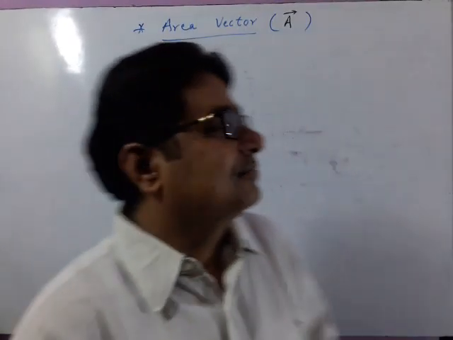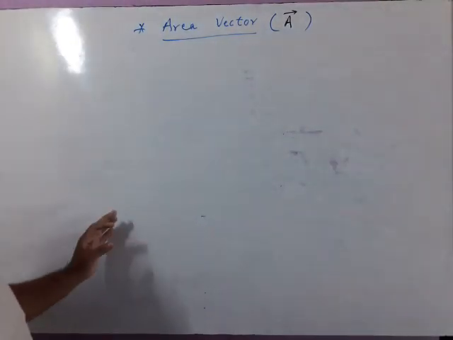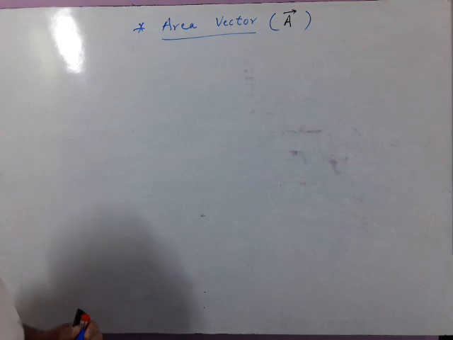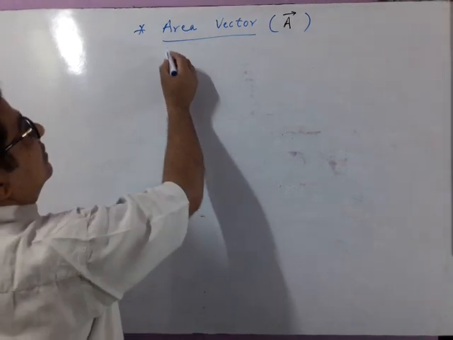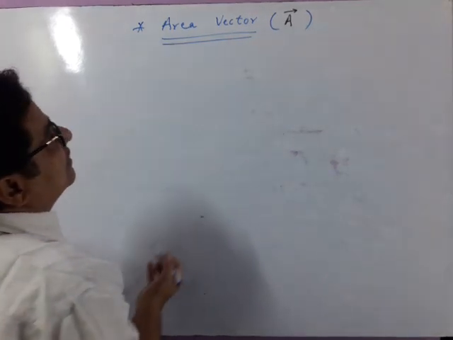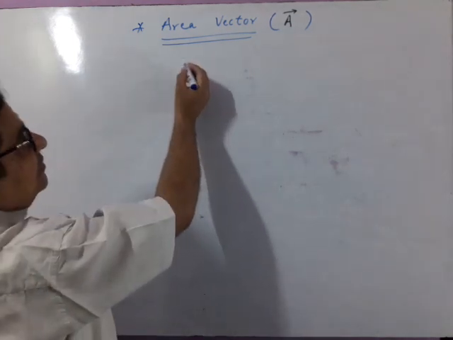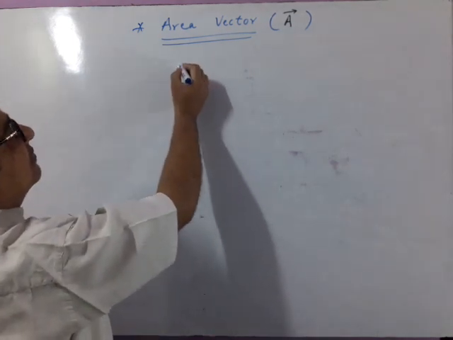Area vector. Area is a scalar quantity. But for defining so many physical quantities, we consider area as a vector quantity. So see, what is area vector?